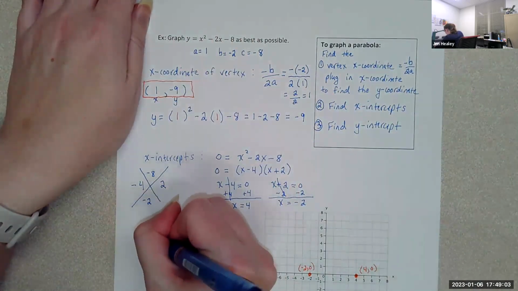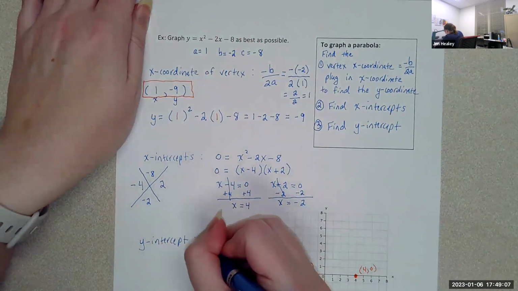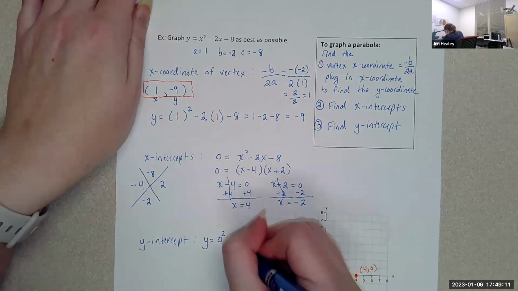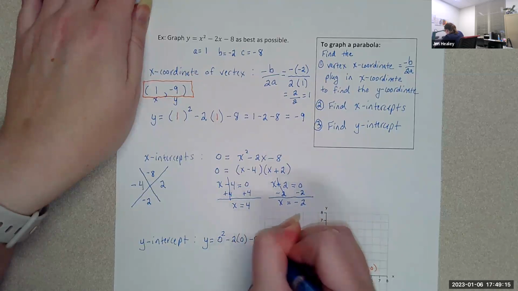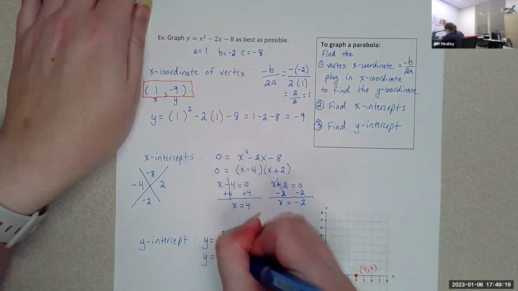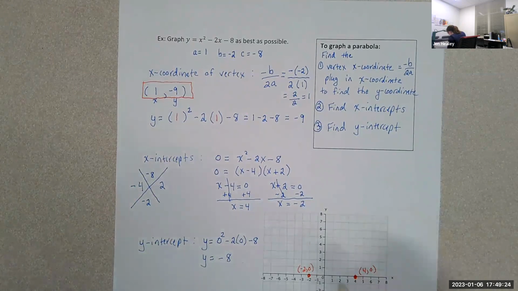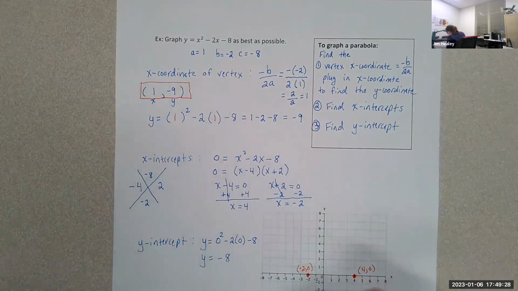So y-intercept. You're going to get that by doing y is equal to 0 squared minus 2 times 0 minus 8. But that's just y is equal to -8. So our y-intercept for our parabola is right here at -8. And so we can say that that's at 0, -8 written as an ordered pair.